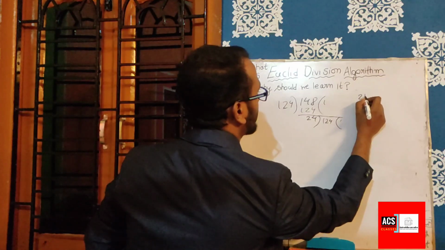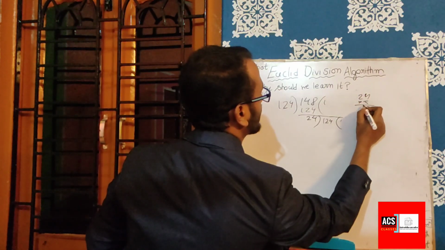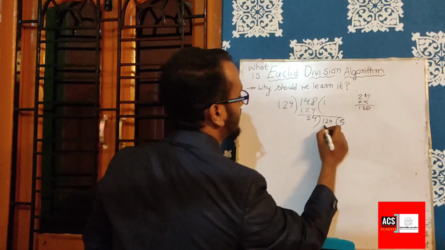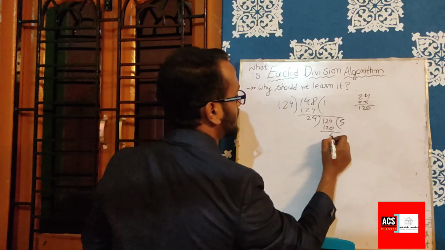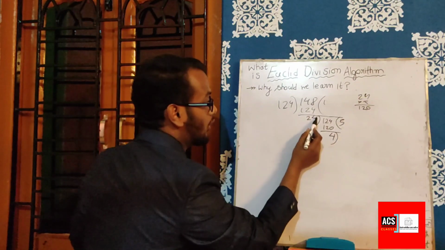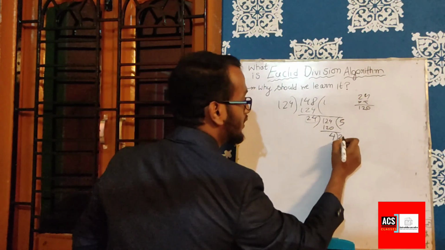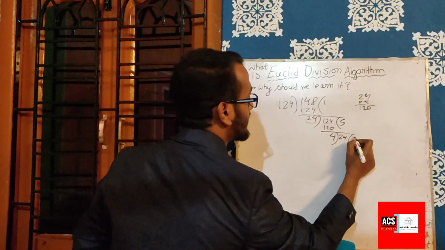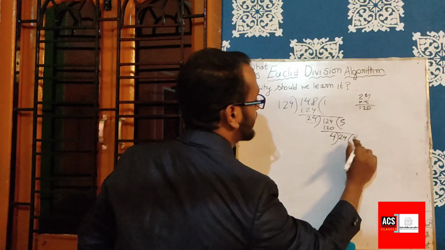What is 24 into 5? Yes, it will go around 5 times. So 120, and we will get remainder 4. So this remainder will become the new divisor and the old divisor will become the new dividend. So 24.